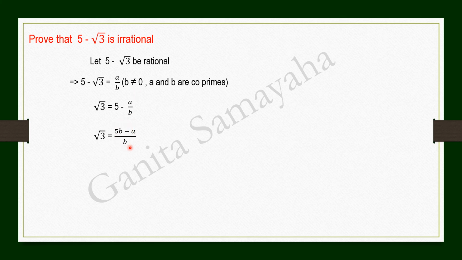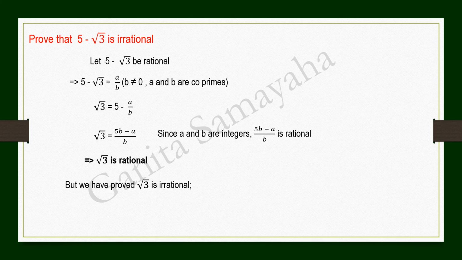That means what? Root 3 is a rational number. Okay, since a and b are integers, we have this to be rational. So this implies that root 3 is rational. But we have already proved that root 3 is irrational. So this is the aspect that we consider for proving this. Okay, children. So this is very easy. Just simplify it. You get a rational quantity. So you will say that root 3 is rational. But we already proved that root 3 is irrational.